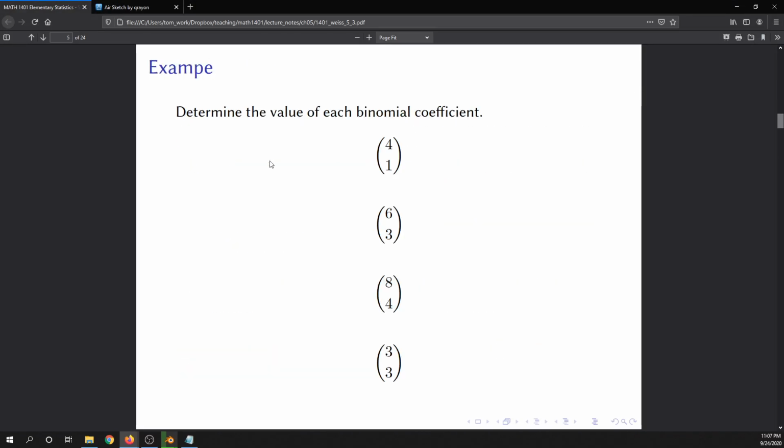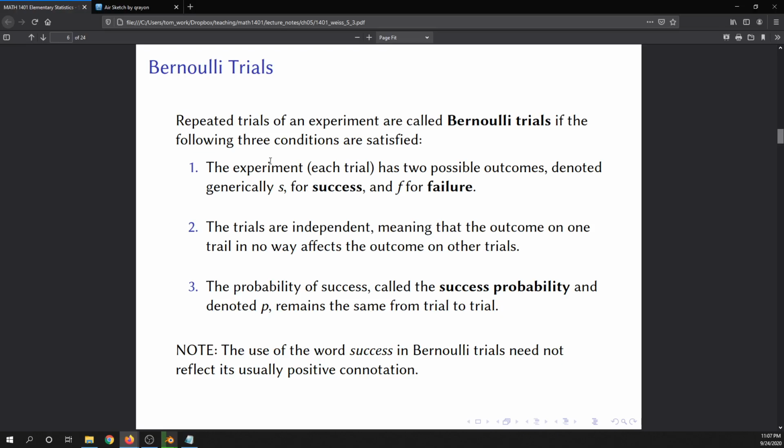Okay, so that is a good stopping point for this first video. In the next video, we are going to talk about a specific kind of experiment called a Bernoulli trial.